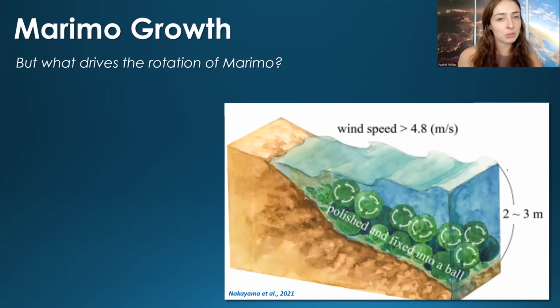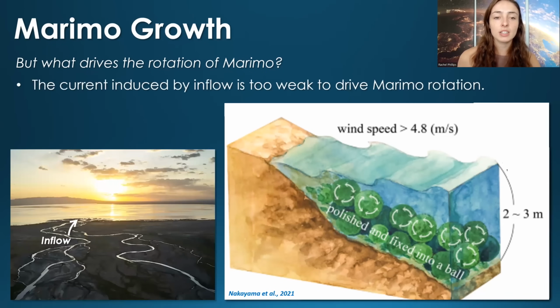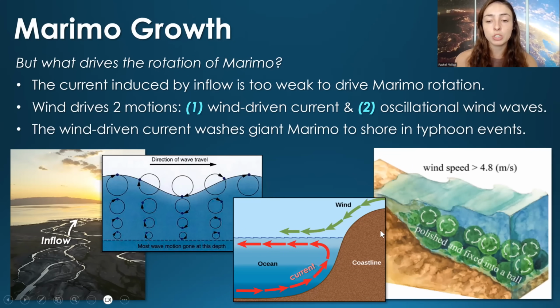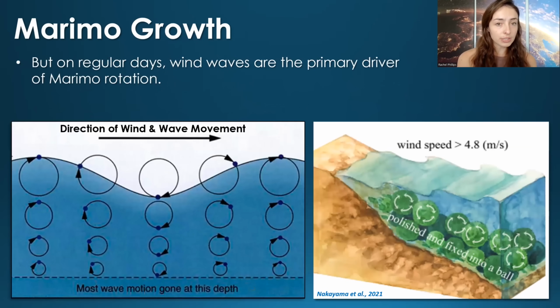But what drives the rotation of Marimo in the first place? The current induced by inflow into Lake Akan, for example, is too weak to drive Marimo rotation. So then the other two options are wind-driven movements. There are two wind-driven movements throughout Lake Akan. One is the wind-driven current, and two is the wind-driven oscillatory waves. The wind-driven current sometimes washes giant Marimo to shore during typhoon events. But on regular, non-typhoon days, wind waves are the primary drivers of moss ball rotation.